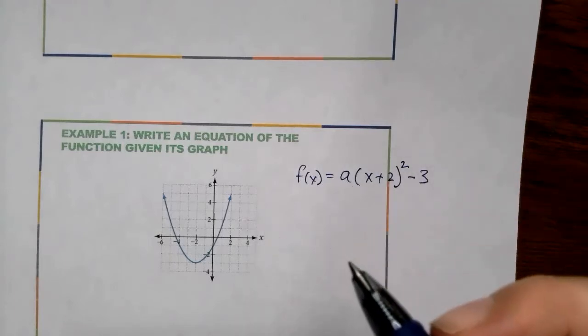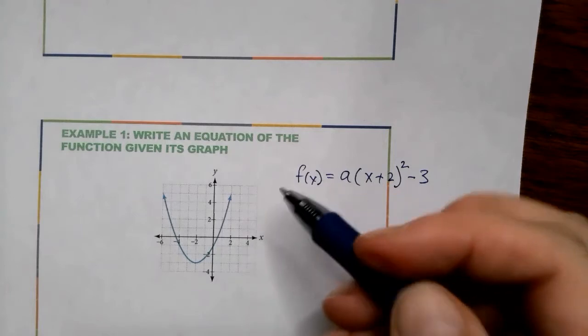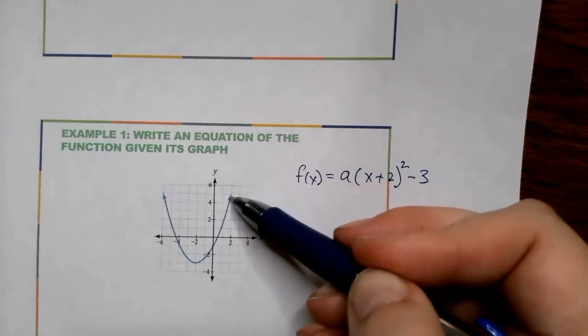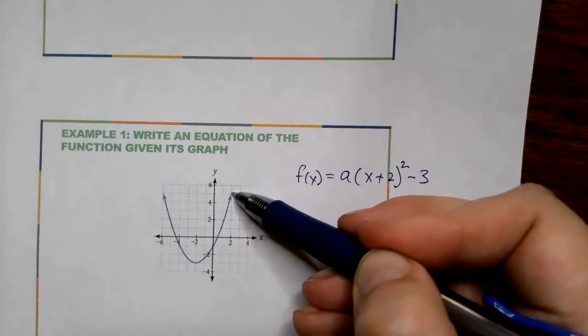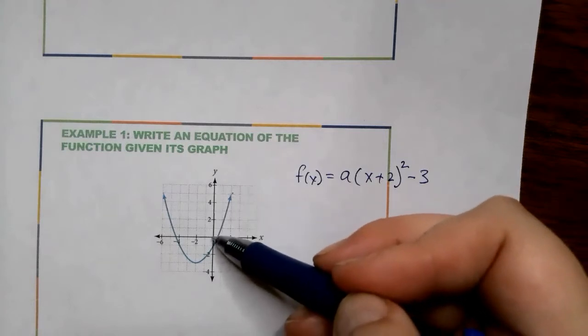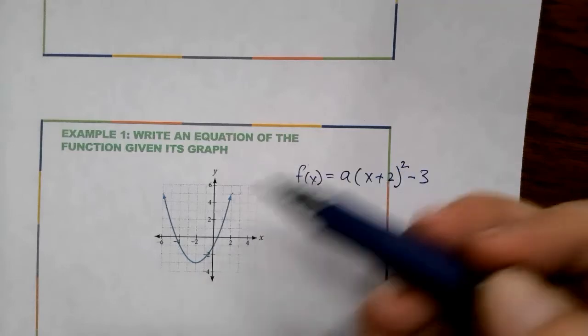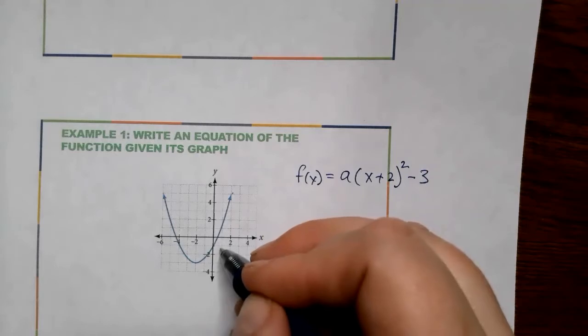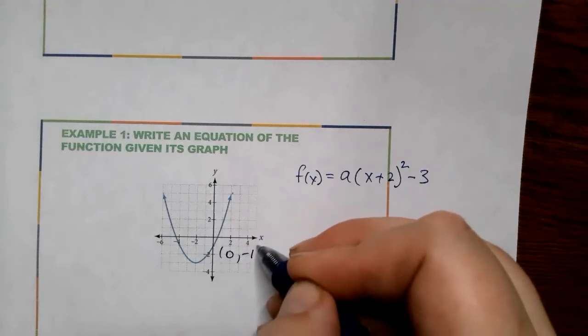In order to find a, you need to choose a point on the graph that's easy to read. So for example, it could be (2, 5). I think this is the exact point. Also, there is (0, -1). You can choose any point. So let's choose this one, (0, -1).